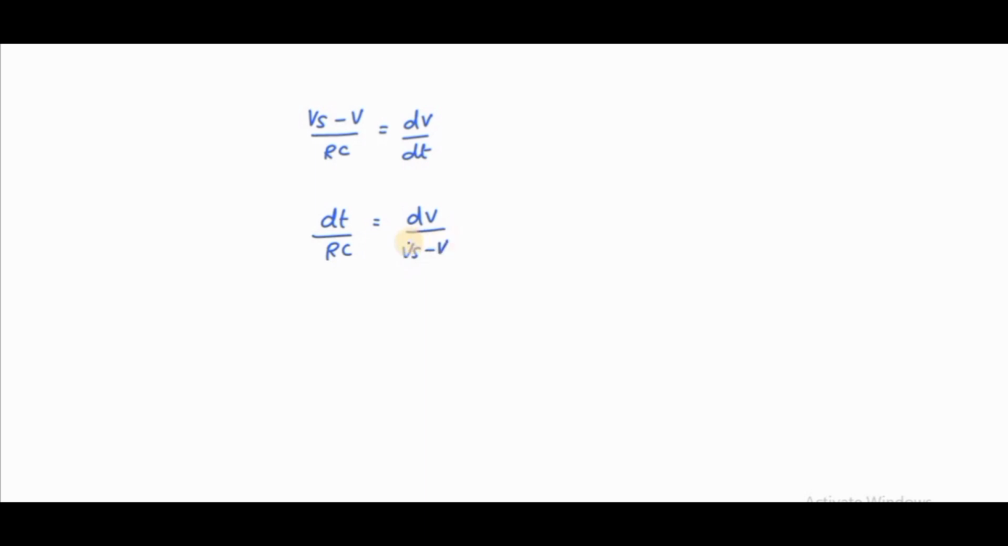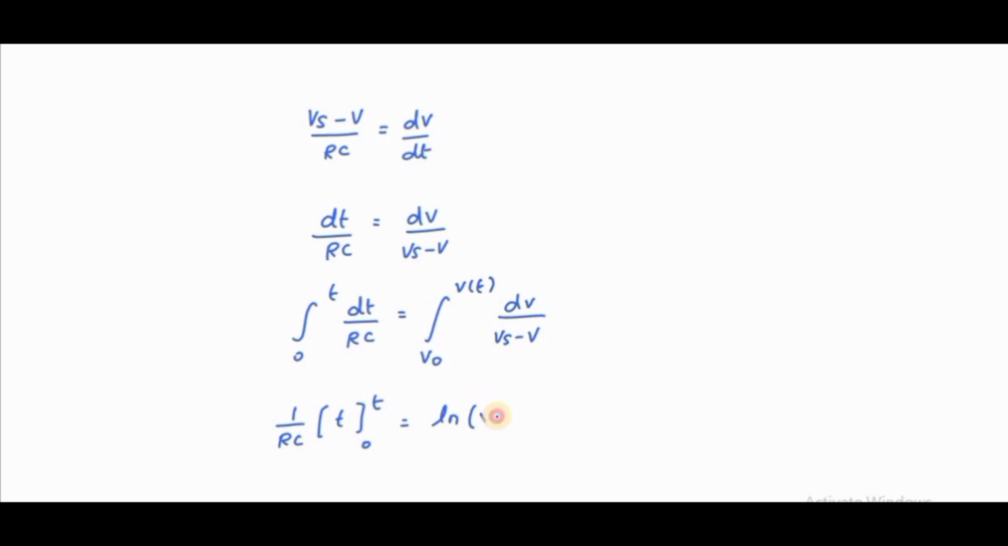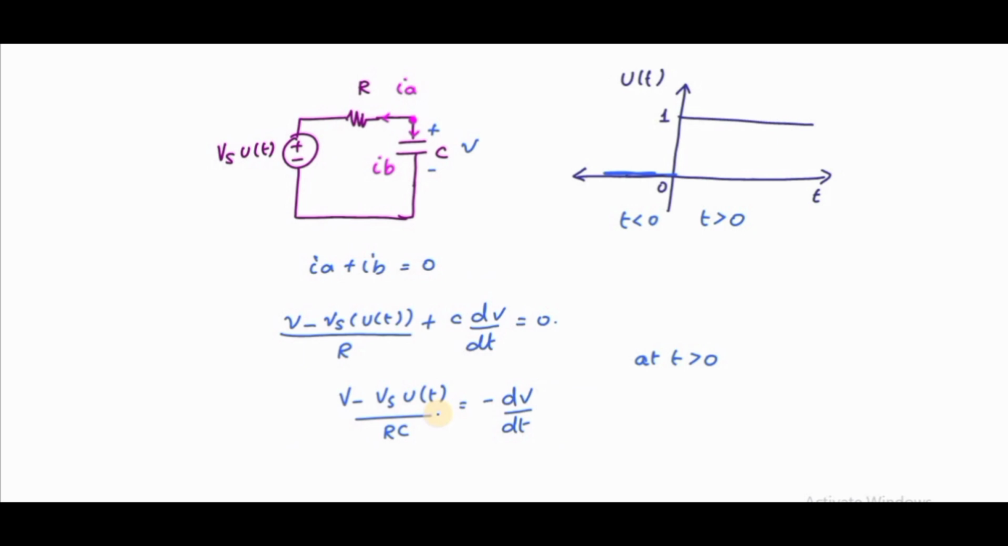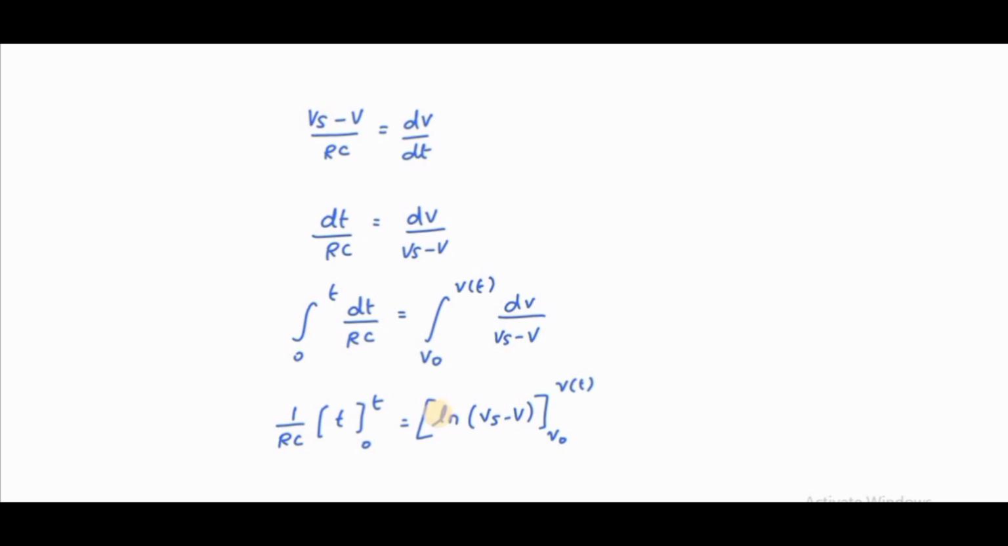Now I can write dt over RC is equal to dV by Vs minus V. Integrating from 0 to t, dt divided by RC equals the integral from V naught to V of t of dV by Vs minus V. V naught is the initial voltage across the capacitance. If I integrate dt, I get t from 0 to t, and I get ln of Vs minus V, applying the limits V naught to V of t. If the initial voltage across the capacitance is 0, you can take it as 0; otherwise the initial voltage is V naught.